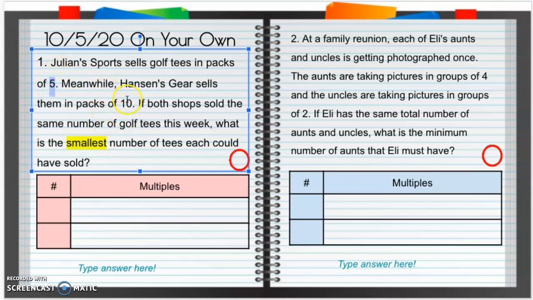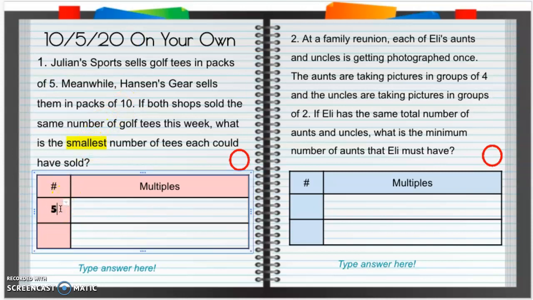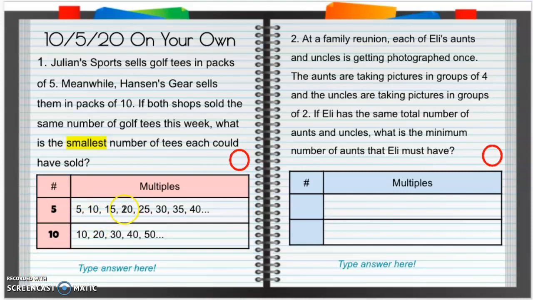We're going to try to figure out the least common multiple of 5 and 10. So packs of 5, let's find the multiples of 5. We have 5, 10, 15, 20, 25, 30, 35, 40, and so on. For packs of 10, we have 10, 20, 30, 40, 50, and so on. Now, let's see. I see a lot of common multiples.